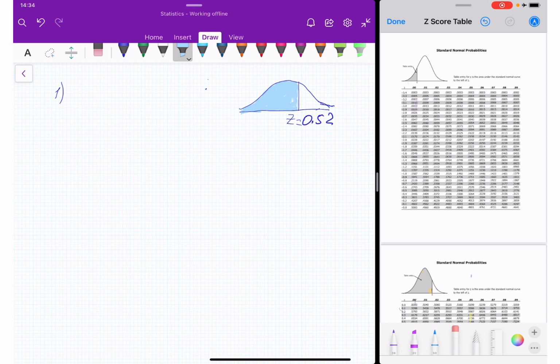Now, this area is nothing else but our probability distribution, the normal probability distribution. So here, this is going to be this area in blue. It's going to be our probability for z-score less than or equal to 0.52. Why did I put less or equal?